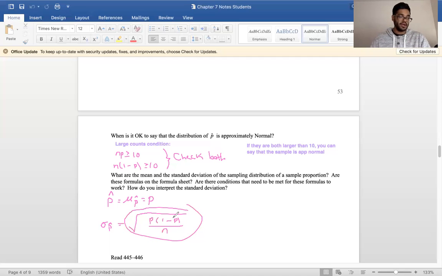And again, we still need to check that n is less than or equal to 1/10 of capital N. That's the independence condition that we've talked about before. So make sure we're checking these conditions.